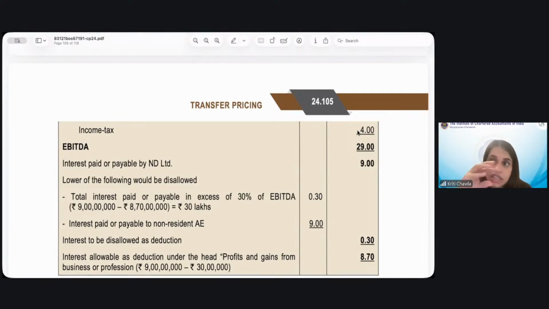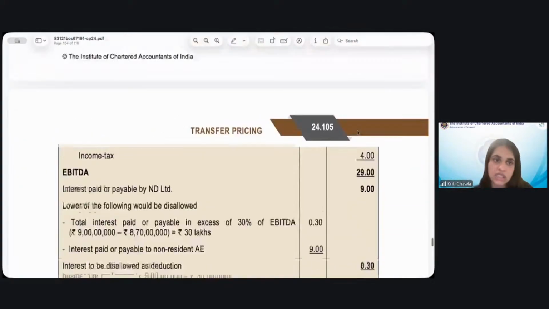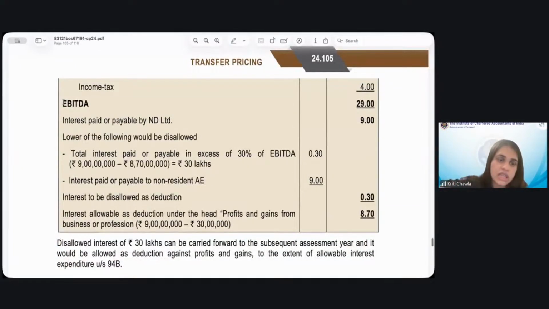We want earnings before interest, tax, depreciation, amortization. But in this particular situation, the 11 crore of net profit was after. So to make it before, we added all these things. So we got the earnings before interest, tax, depreciation, and amortization as 29 crore.